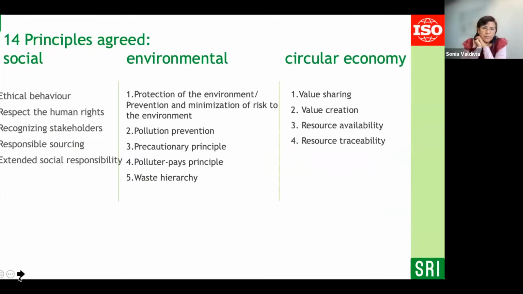We agreed on 14 principles. Again, this is work in progress. There are revisions, so we will probably come up with a shorter version. But what I would like to highlight are the 3 areas of the principles: the social area, the environmental and the circular economy area. The social area includes the ethical behavior, going through responsible sourcing, which is one of the key topics of the conference, and extended social responsibility vis-a-vis the subsistence activities, meaning this micro units working on waste management in order to ensure proper collection of recoverable resources.